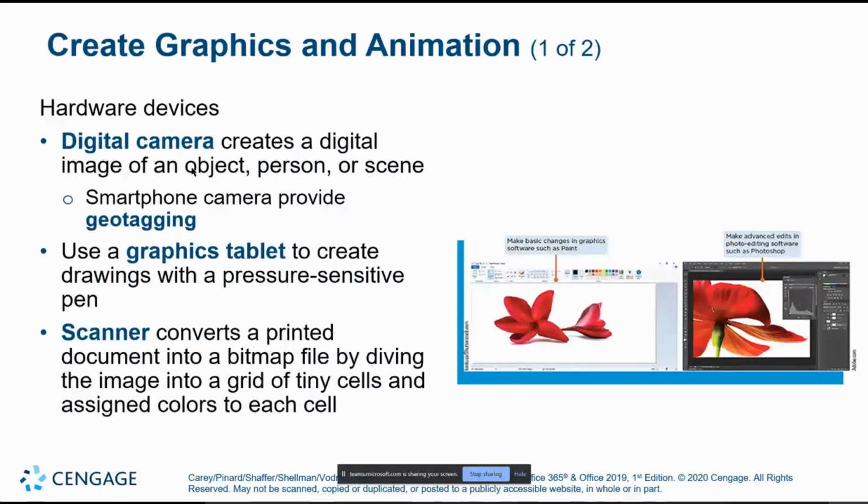Hardware devices for graphics and animations. Obviously, for taking pictures, you might use a digital camera or your smartphone. Your smartphone has some advantages of its own. Number one, we have some seriously high resolution cameras built into our phones nowadays.